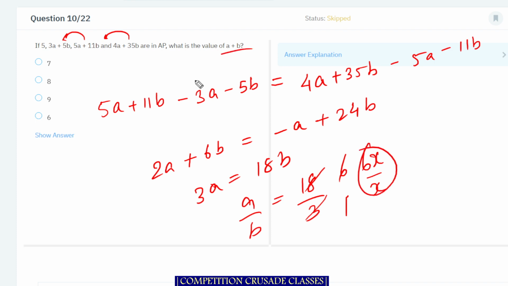What they have asked you is a plus b, that is 6x plus x, that is 7x, or a multiple of 7. So 7 has to be my answer. That's it. Let's go to the next question.